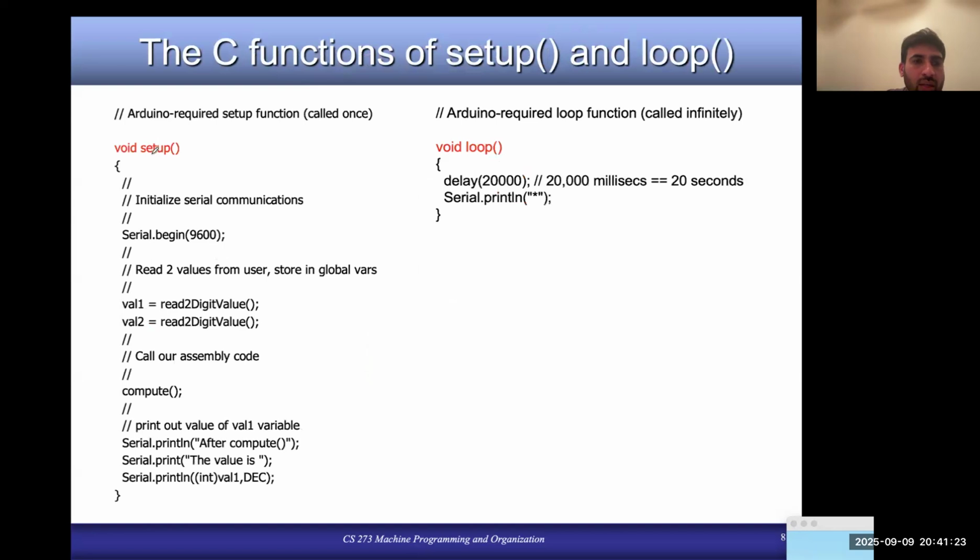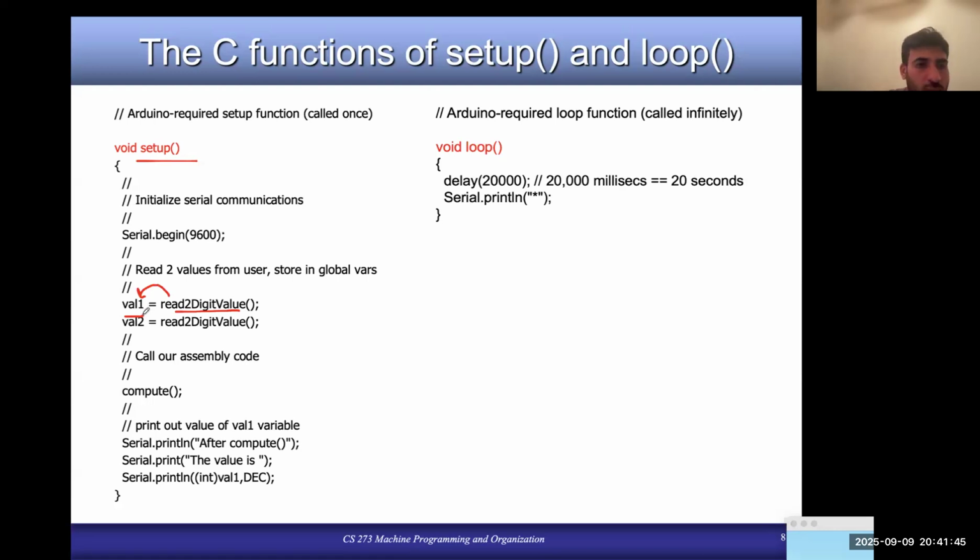Then in the void setup, we are calling this function which reads a two-digit value, and we are putting that value which is returned by the function. Remember, it is returning a byte type value. So we are putting it in val1, and this is the C code. And why can we access it here?